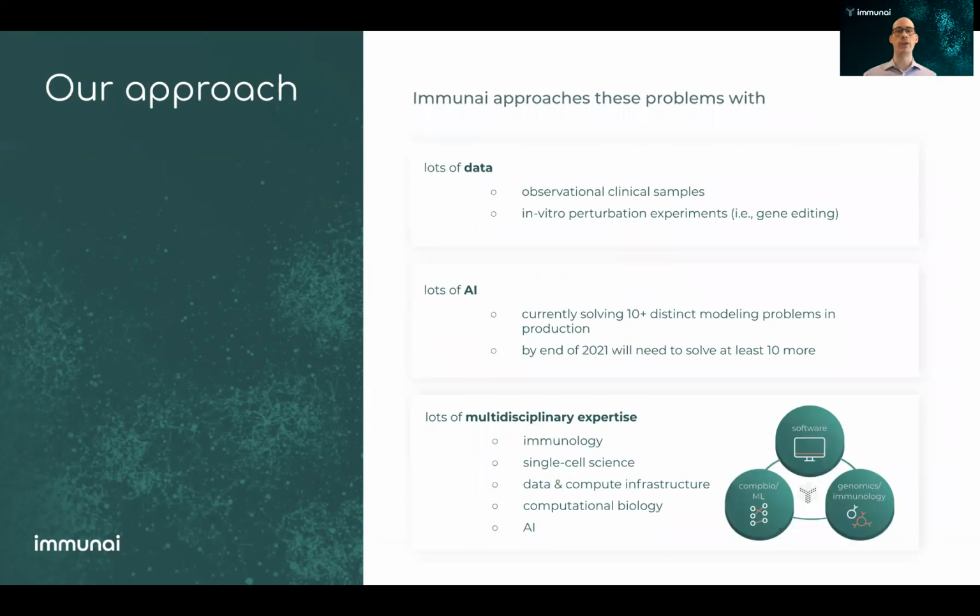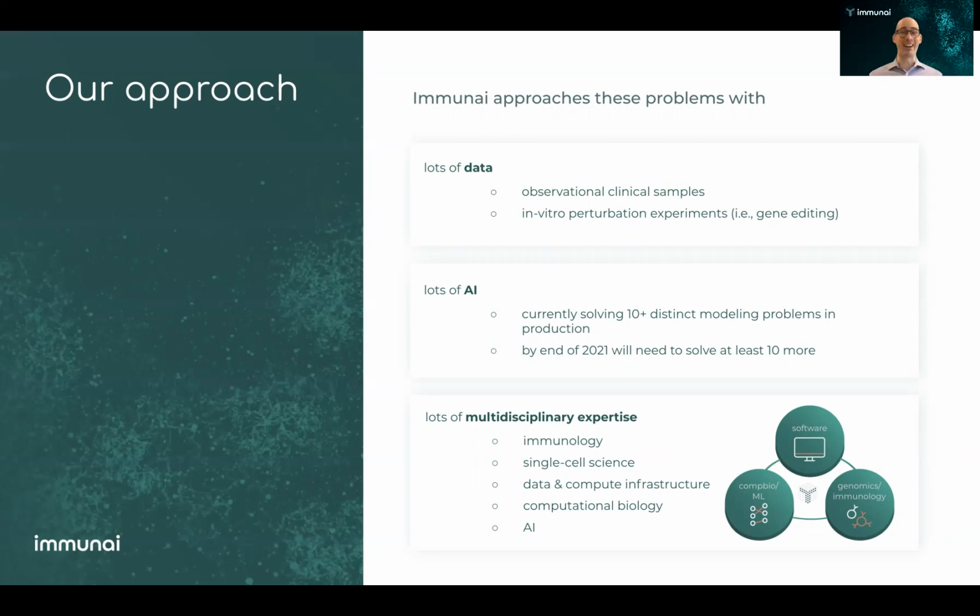So at Immunai, we approach these problems first and foremost with lots of data. The data we have mostly falls into two different categories. We have what are called observational clinical samples. Think of these as vials of blood, although we also do work with tissue as well. And we have in vitro perturbation experiments, which is basically data coming from experiments we do in the lab, where we're perturbing the individual cells through gene editing.